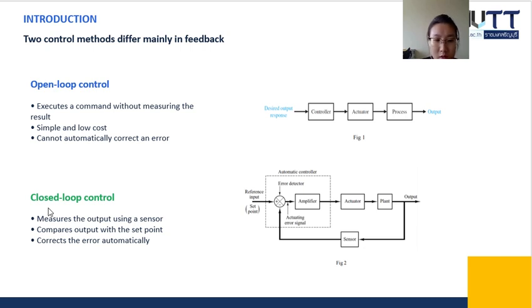The closed loop control system measures the output with a sensor and automatically adjusts the control action according to the error.